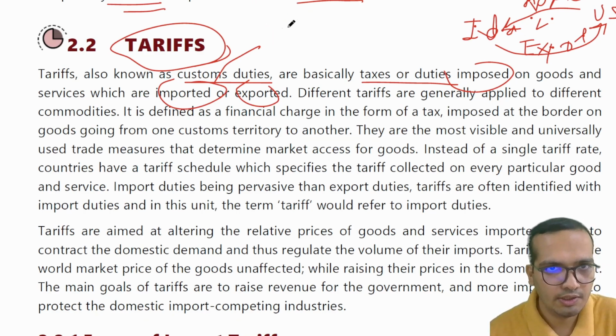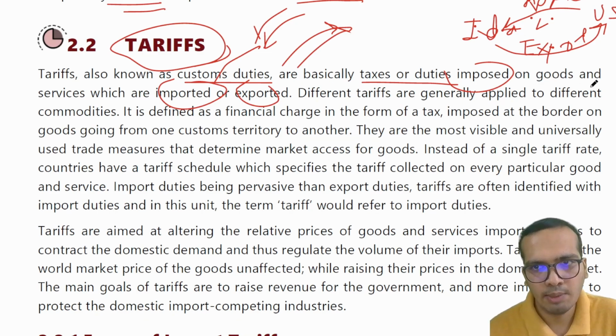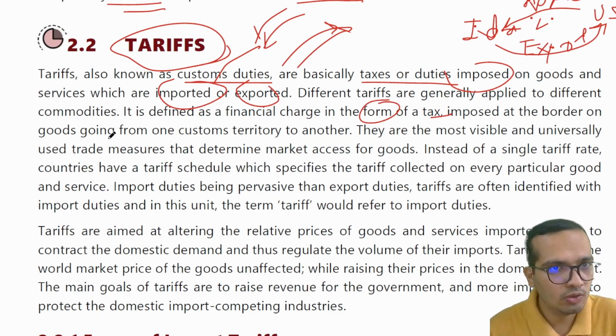I will just mark it. Imports mean arrow in India, export means out of India. So different tariffs are generally applied to different commodities. It is defined as a financial charge in the form of taxes imposed at the border on goods going from one customs territory into another.